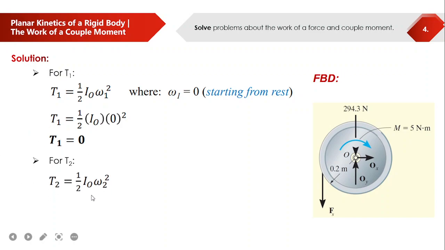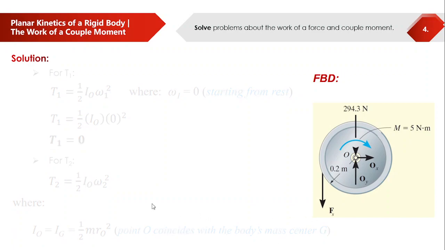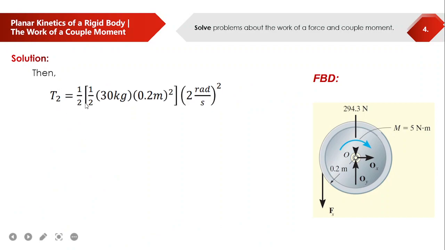For T sub 2 naman, since our angular velocity na kailangan natin i-attain is 2 rad per second, so meron siyang, of course, kinetic energy. So we have I sub O is equal to I sub G. So same lang din. So 1/2 m R squared. Point O coincides with the body's mass center G. Kasi nga, yung point O natin is nasa center lang din sa disc natin. So we can just equate that to I sub G. So same lang din sila. Okay? Then, your T sub 2 is 1/2 times 1/2 of the 30 kilograms times 0.2 meters squared times 2 rad per second squared. So that will be T sub 2 is equal to 1.2 joules.